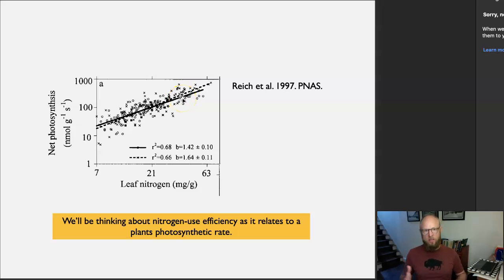And we already talked about this. It's because a plant relies on nitrogen to build Rubisco. And so the more nitrogen it has, the more Rubisco it can build and the faster it can do photosynthesis. In this case, all of these symbols represent different species. So we're not talking about one species in different concentrations. We're talking about comparing different species. So we know plants that are going to photosynthesize fast also need lots of nitrogen.